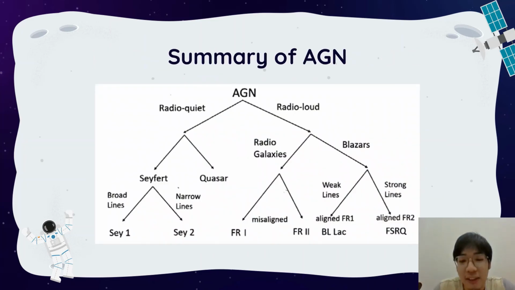So this tree diagram can summarize all the AGN that have been observed so far. First, we have discussed all the radio loud AGN. So we have radio galaxies, blazars, FR1, FR2, FSRQ, and so on. We have another type of AGN called radio quiet. It has a lower luminosity in the radio spectrum. This consists of quasars and Seyfert galaxies.